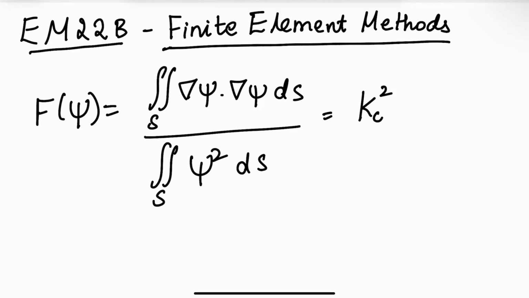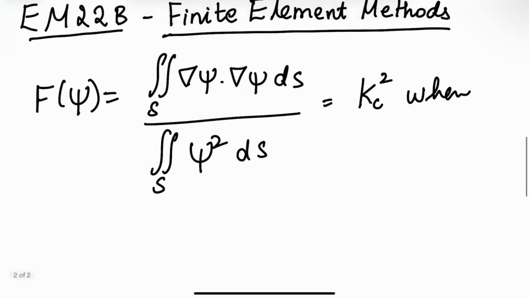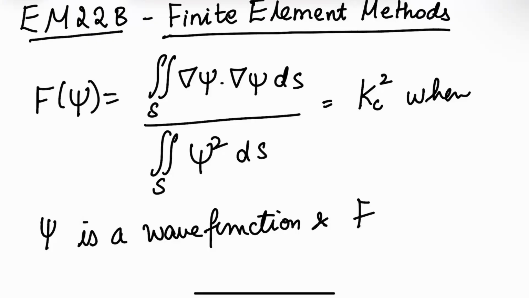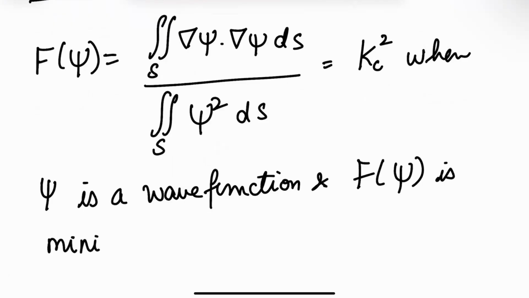Okay, so I should say when psi is a wave function and f of psi is minimum. So you have this functional f of psi. When this functional is minimized, the argument that minimizes the functional is a wave function, or I should say is an eigenfunction of the wave equation, and the eigenvalue is kc square, right?